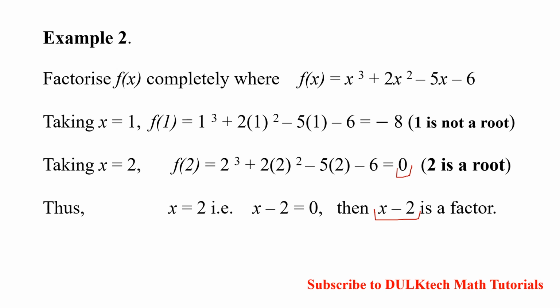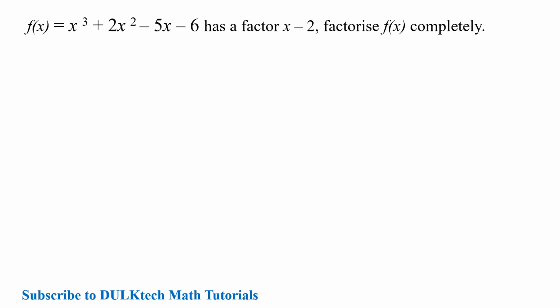So we are going to factorize this f of x completely by making use of this factor x minus 2. Let's move on to the next step. We found that x minus 2 is a factor of f of x, so we can now use long division to factorize f of x.